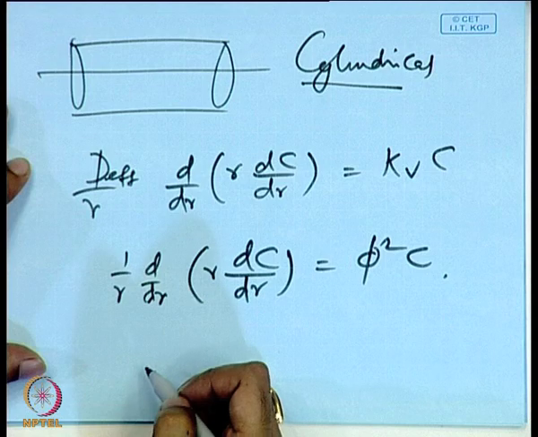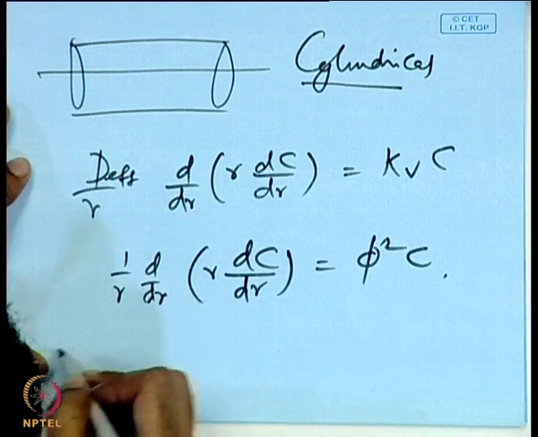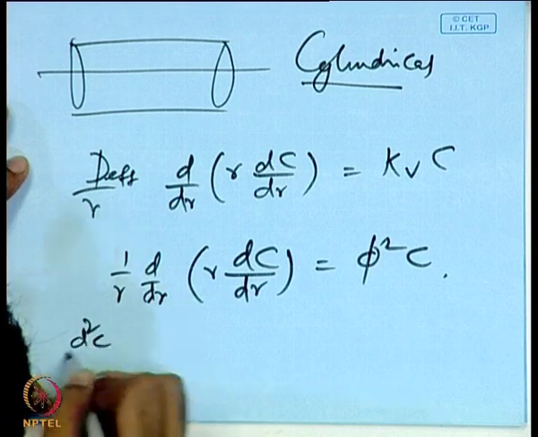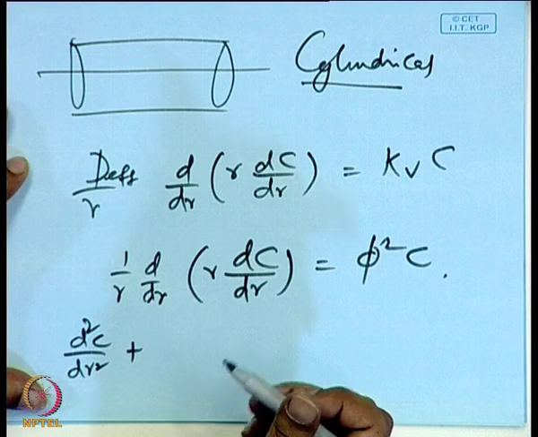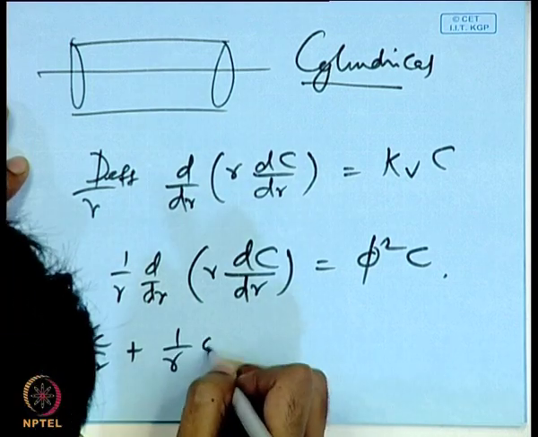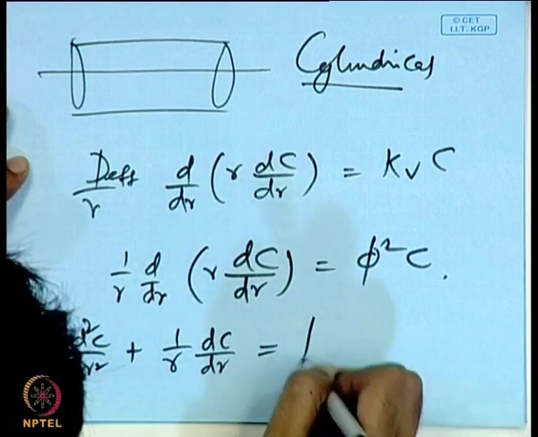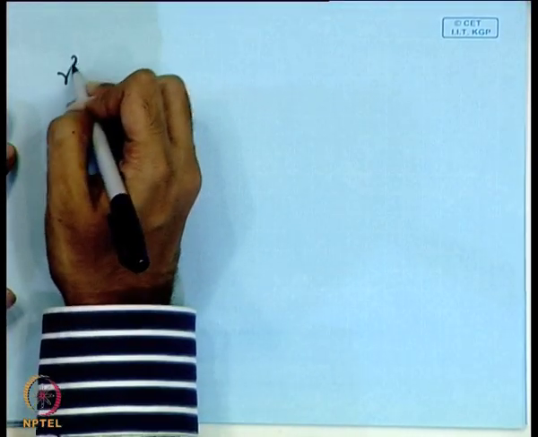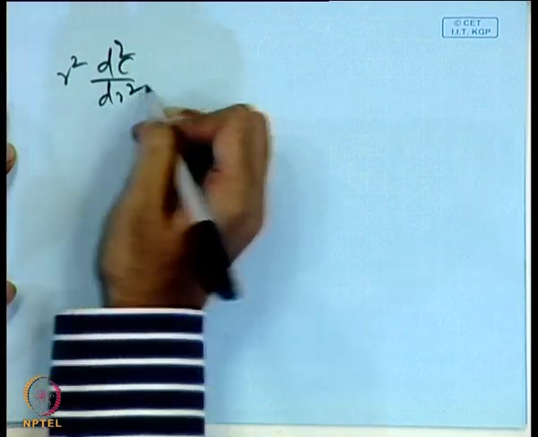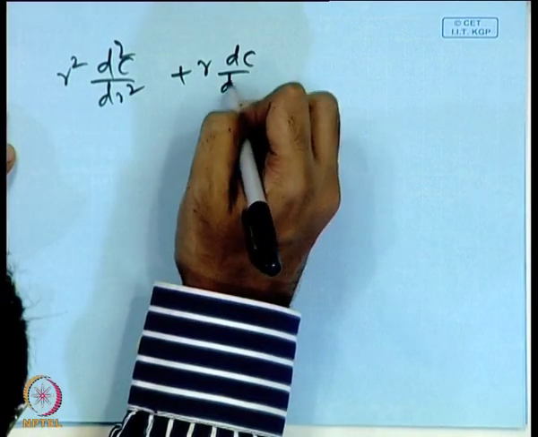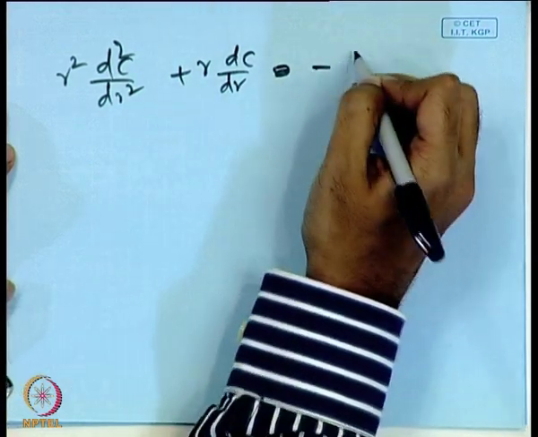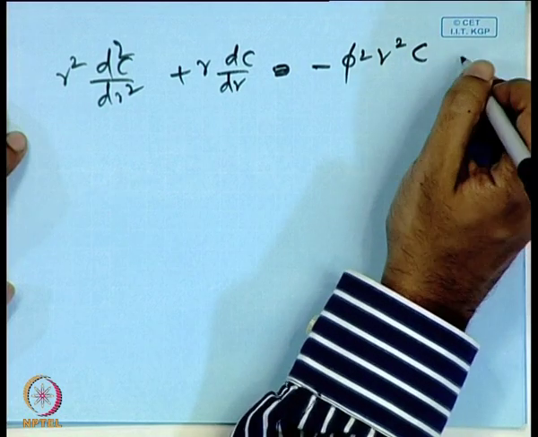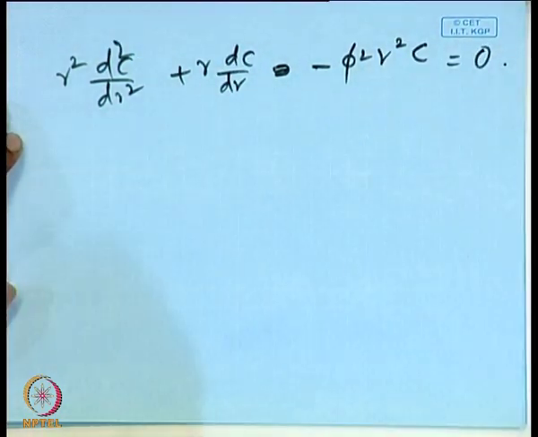So, what would be the solution of that? The solution of this is going to be a Bessel function. So, this you can write as del 2 C del R square plus 1 over r del C del R equals phi square times C. Multiply this by r square on both sides, then you will have r square del 2 C del R square plus r del C del R minus phi square r square C, right, equals 0.